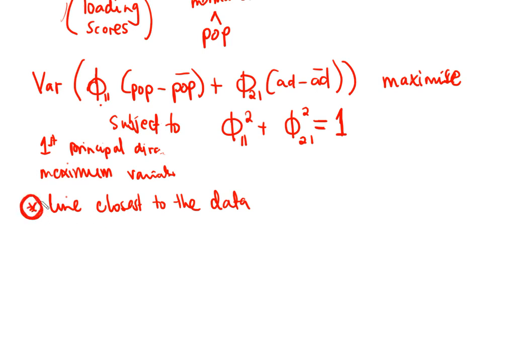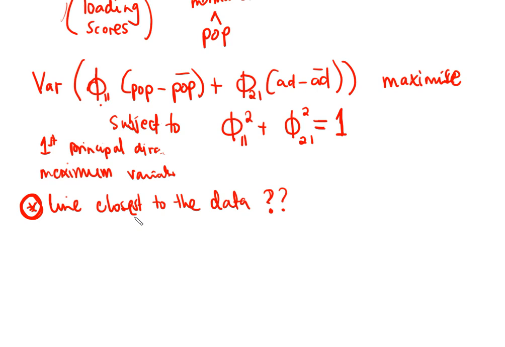This is very important because in PCA we then ask the next question: what does closest to the data mean? We're going to see that in the next video. How do we measure closeness to the data? All right, we'll see that in the next video.